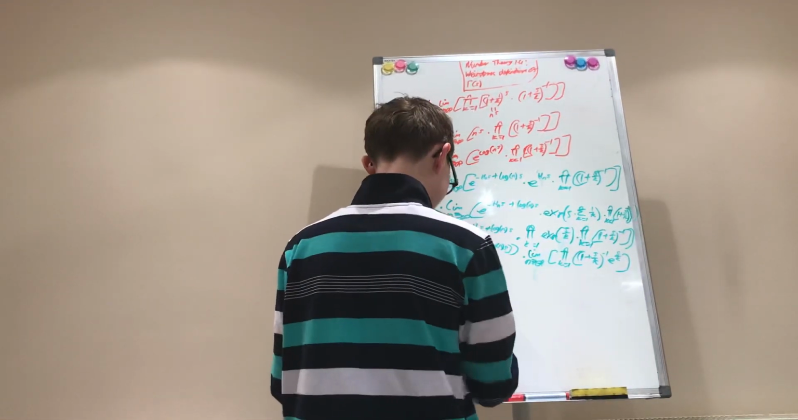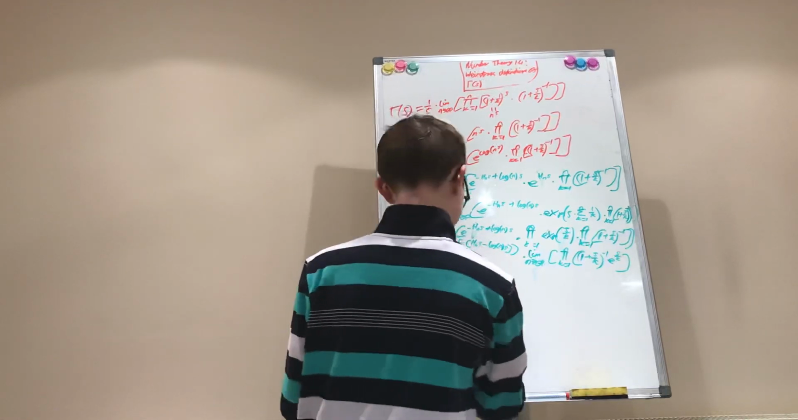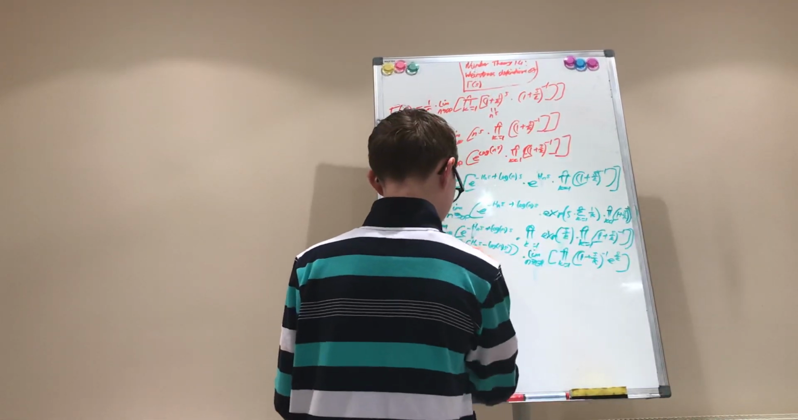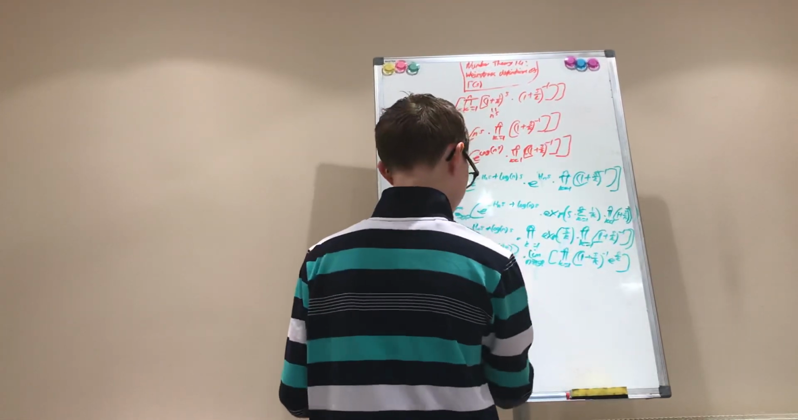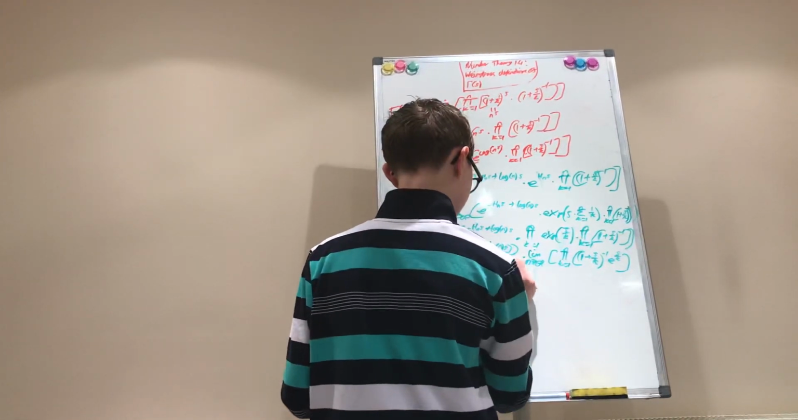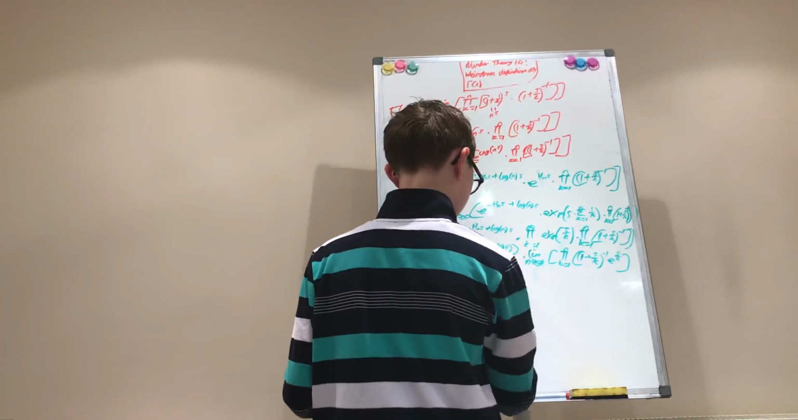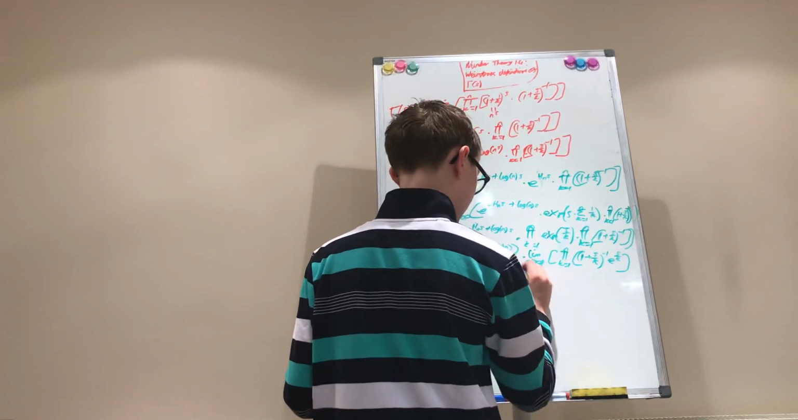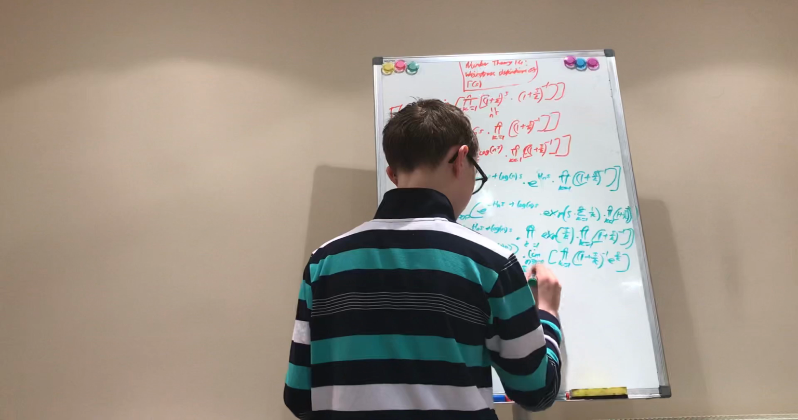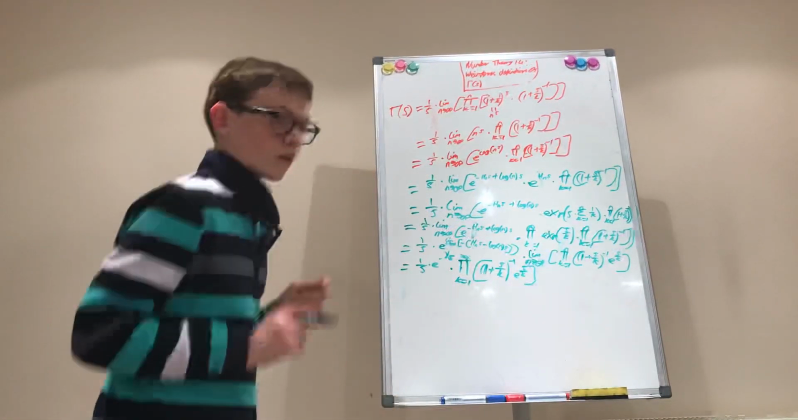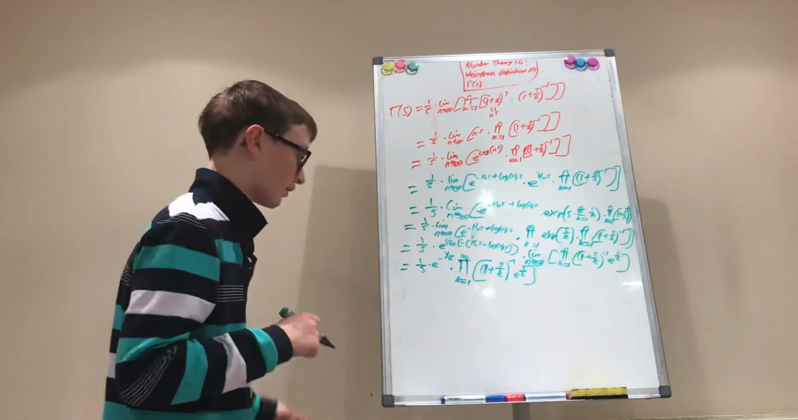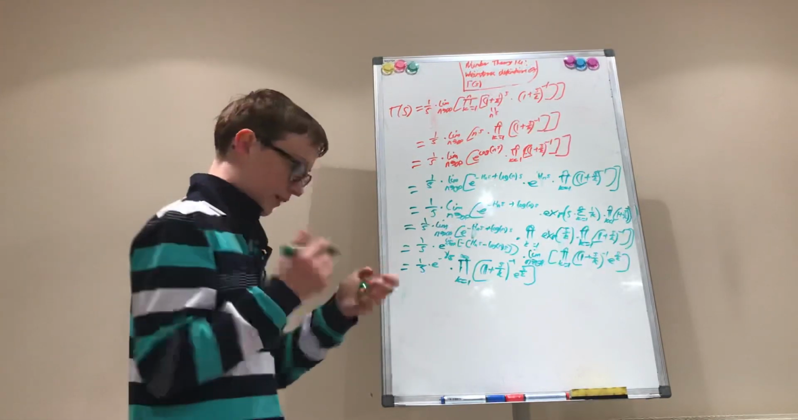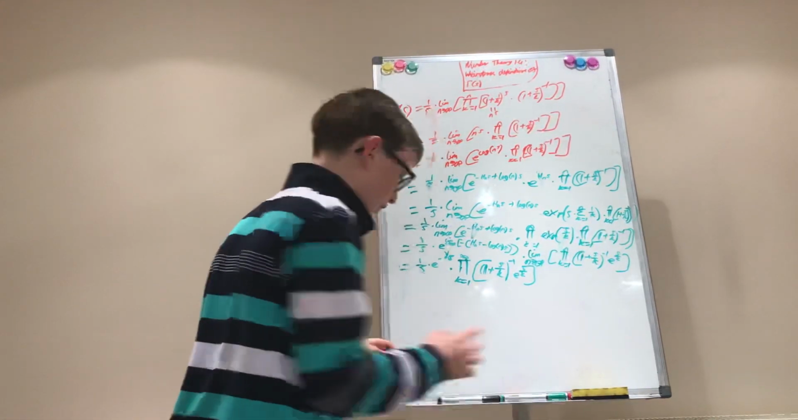Times the product from k equals 1 to infinity. Now we're just plugging in infinity. Of 1 plus s over k to the power of negative 1 times e to the s over k. And now, taking the reciprocal, we clean up most of the negative exponents and leaves us with our final result.